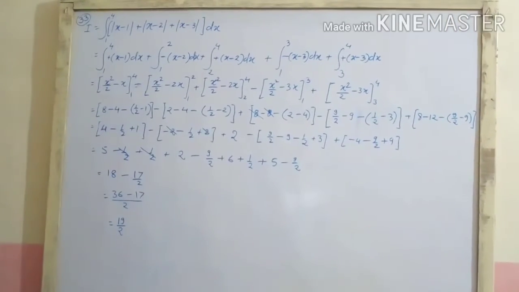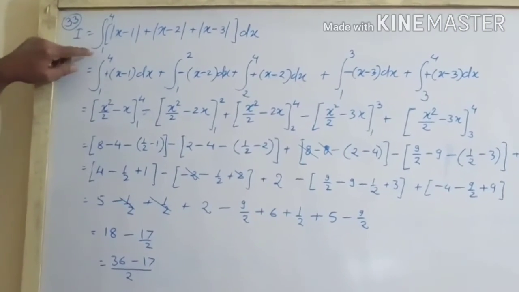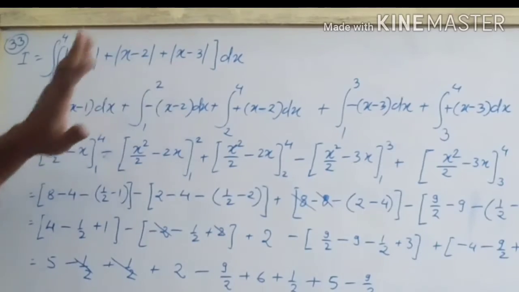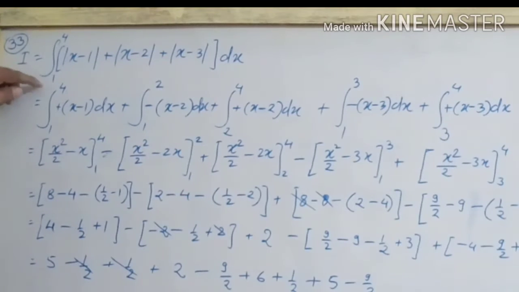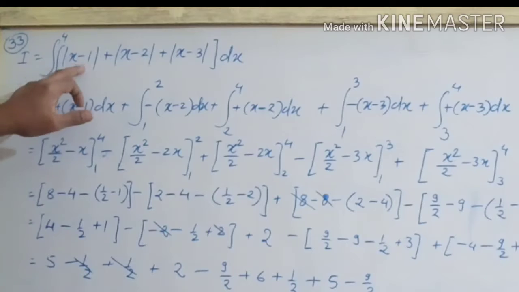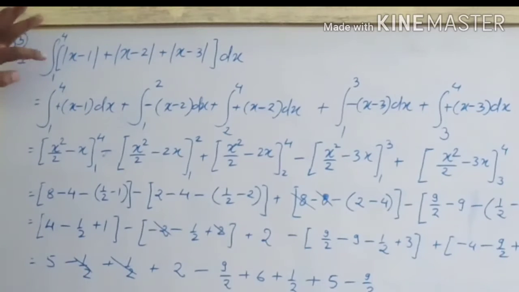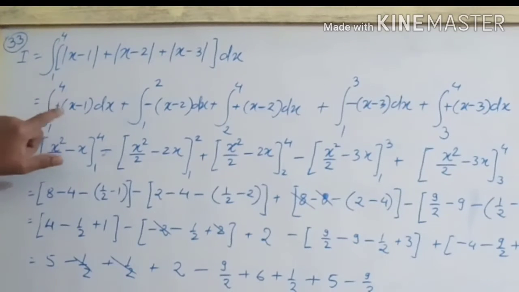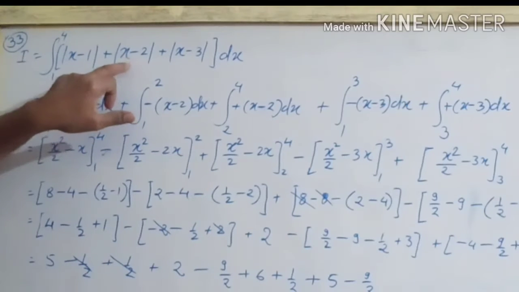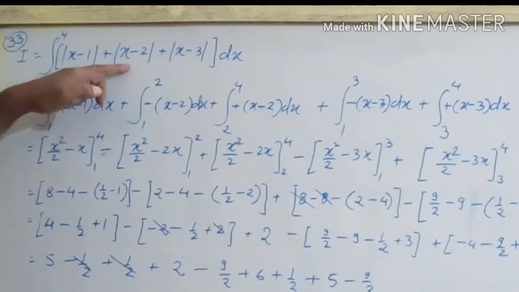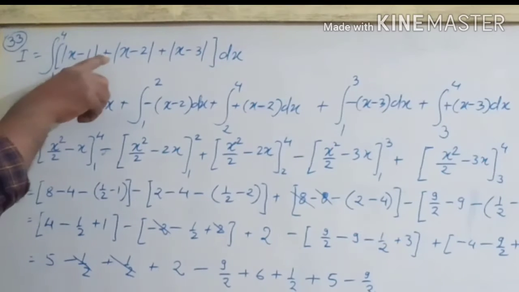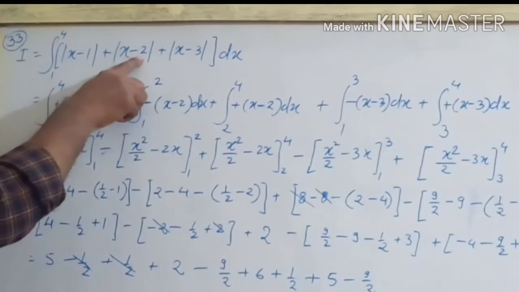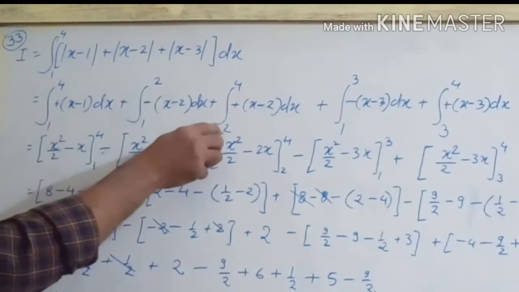Okay, next question, question number 33. Integral 1 to 4 of mod of x minus 1, mod of x minus 2, and mod of x minus 3. So here the limit is 1 to 4. Since mod of x minus 1 is 0 at x equal to 1, if x is greater than 1, then it will be positive. So open this mod, from 1 to 4 it will be positive. But in this case, at x equal to 2, the function is 0. So if it is less than 2, it will be negative. So open this mod and break the limit into 1 to 2 and 2 to 4.